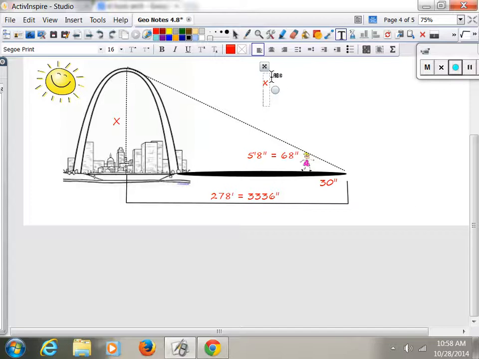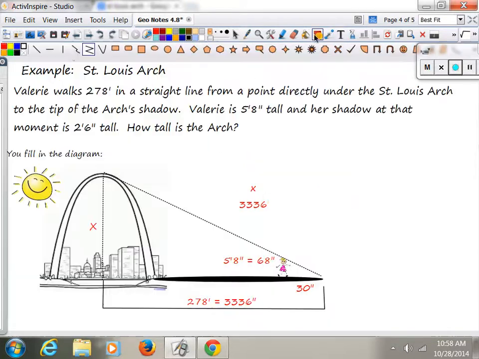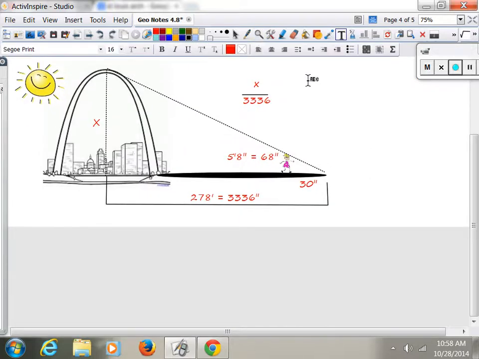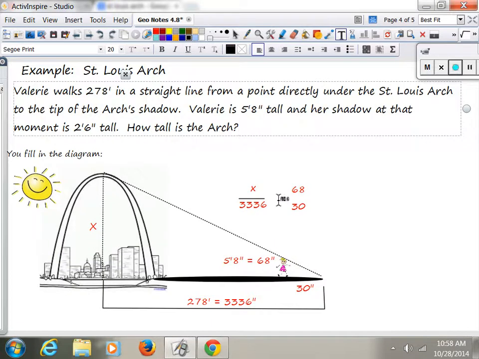We'll do arch over arch. We want to do arch's height over arch's shadow. So that'd be X over 3336. Okay, so that would be one ratio: arch's height over arch's shadow. So what would be the next one we would have to use then? 68 inches would be her height over 30 inches her shadow. Her height over her shadow. So arch's height, arch's shadow, her height, her shadow. Those would be corresponding pieces.